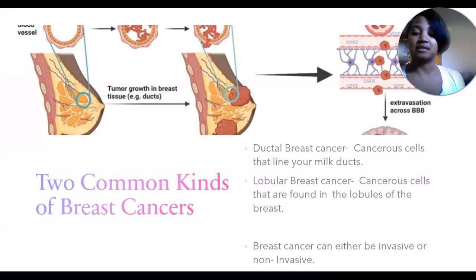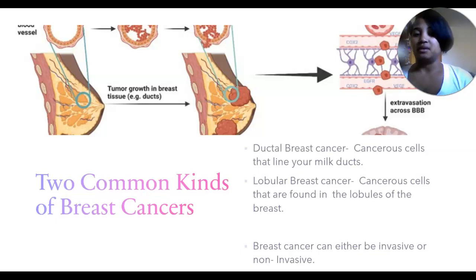Two common kinds of breast cancers are ductal breast cancer, which is cancerous cells that line your milk ducts, and lobular breast cancer, which is when cancerous cells are formed in your lobules. Within these two common breast cancers, you can have invasive or non-invasive.